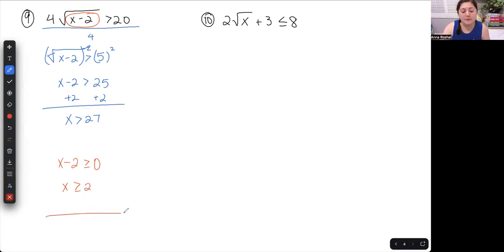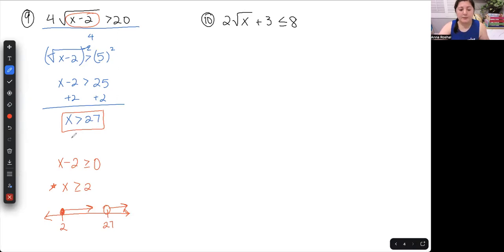Now, on my number line, when I go to graph something like this, 2 is here. I'm going to have a closed circle and an arrow pointing this way. 27 is here, let's say, and I'm going to have an open circle with an arrow pointing this way. If I look at x is greater than or equal to 2, I know that includes this particular solution, and this particular solution includes part of this solution here. So I'm going to incorporate just this solution as my final solution.